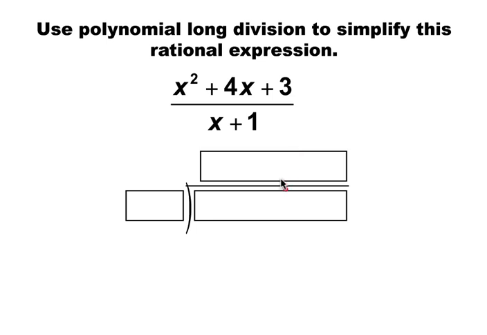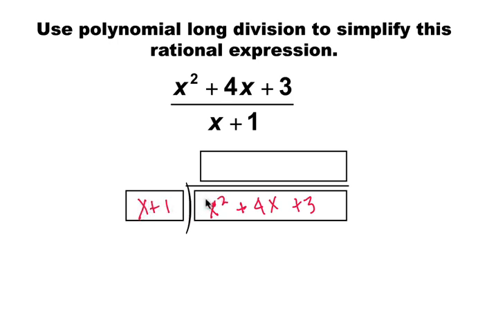We'll use this template to do the long division. The numerator, or dividend, goes here, so we write x squared plus 4x plus 3. The denominator, or divisor, goes here, so we write x plus 1. The dividend is of degree 2, and the divisor is of degree 1.